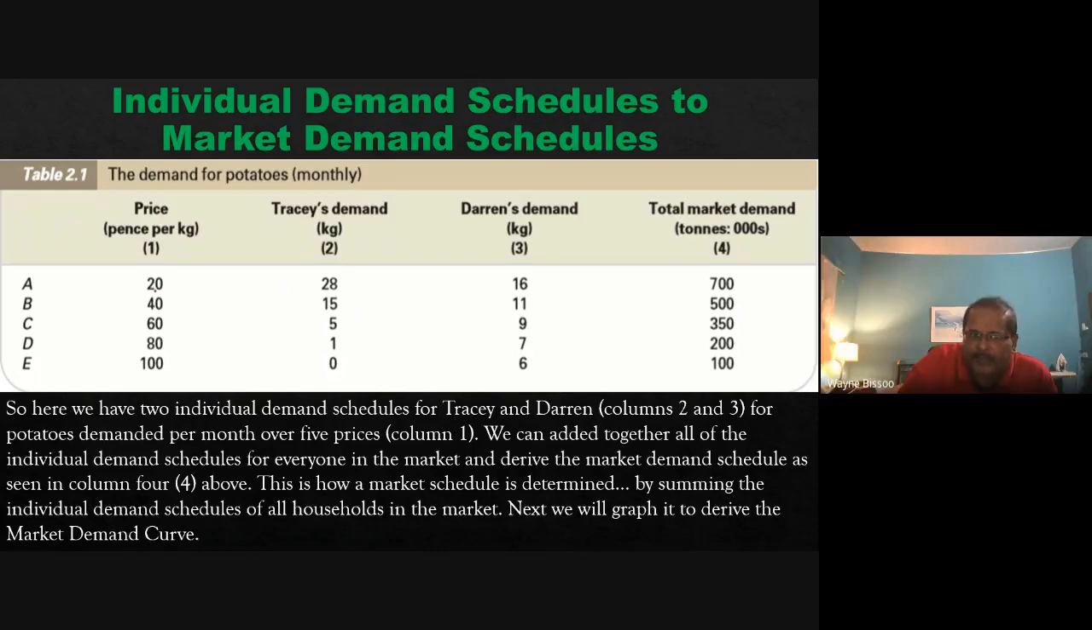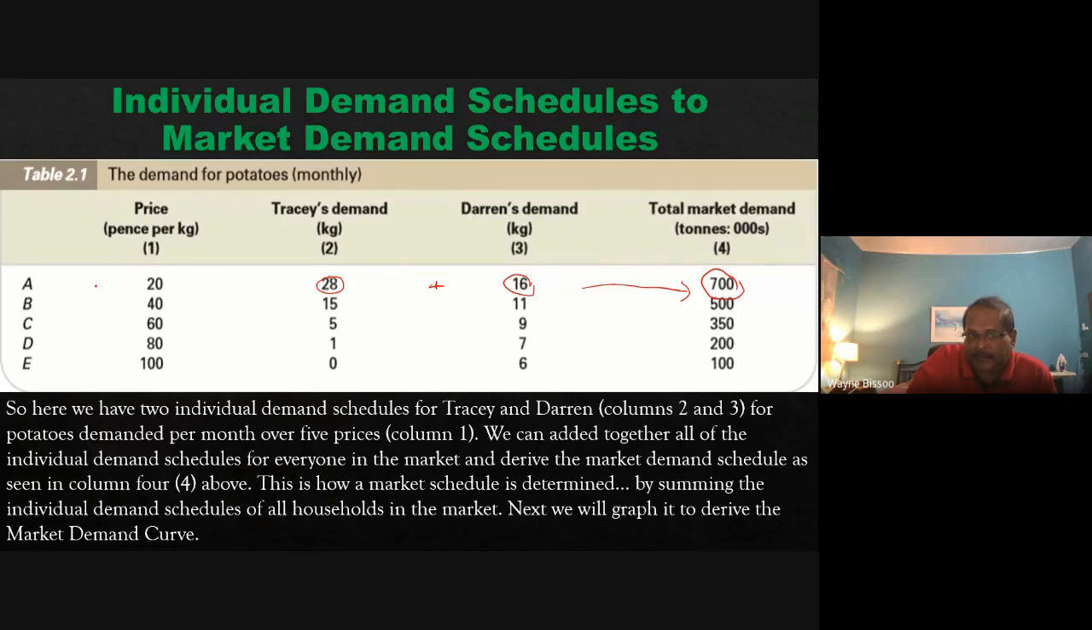So at every price, we added everybody's individual demand together. So we added Tracy plus Darren plus everybody else to give us this. So inside this $700 here would exist this amount for Darren and this amount for Tracy. That was added together here with everybody else in the market to give rise to that. So we're not adding down. What we're doing is we're adding across at each price level.